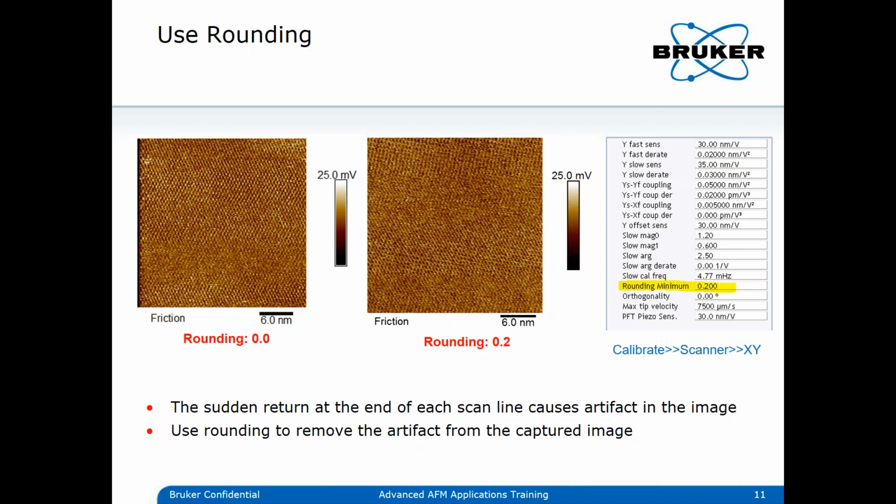This comes again from the sudden return of the scan direction. Again, it's an artifact. To get rid of that, there's a value called rounding, which you can change. You can see that in the Calibrate Scanner menu, where you can change the rounding minimum value. However, you can also change the rounding while you are scanning in your scan parameters. This allows the system itself to scan a larger range. A rounding of 0.2 means it scans a range of 1.2 times the scan size you see, so it's like 20%.